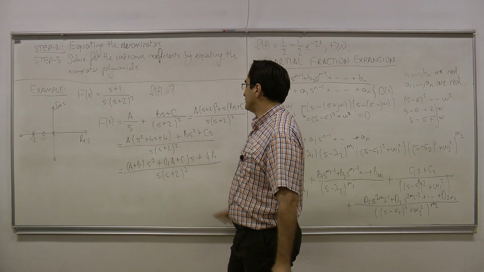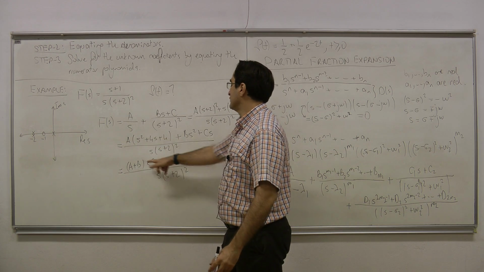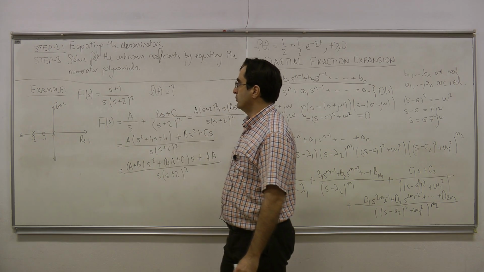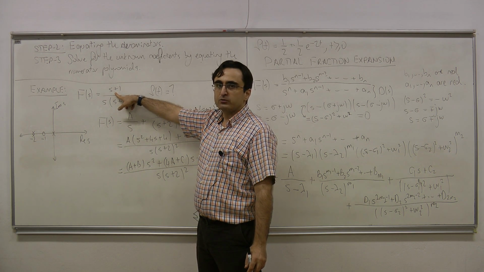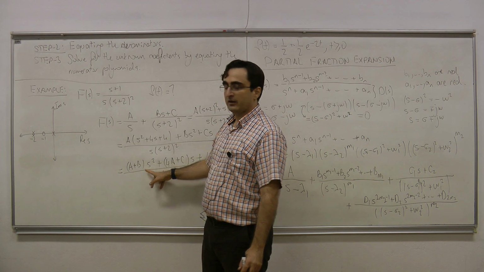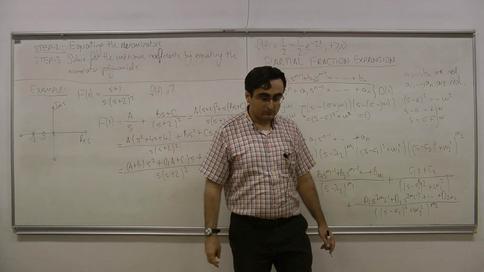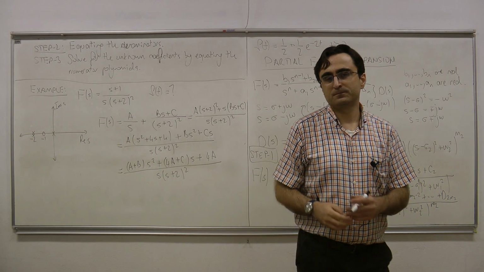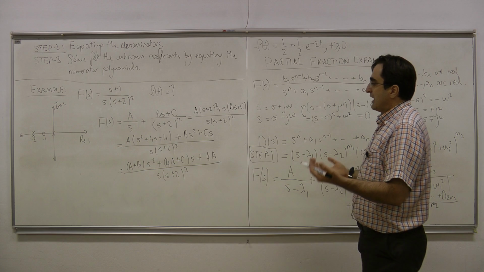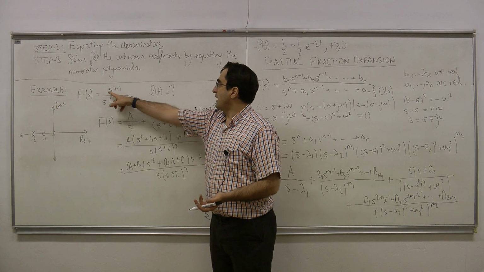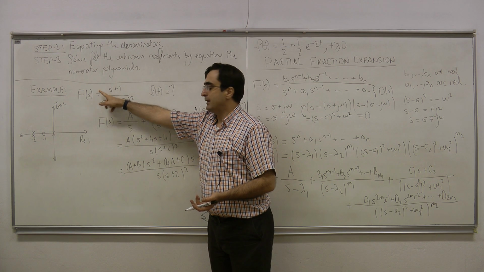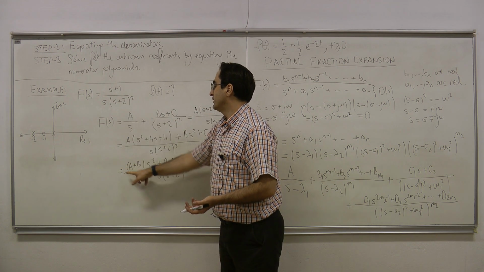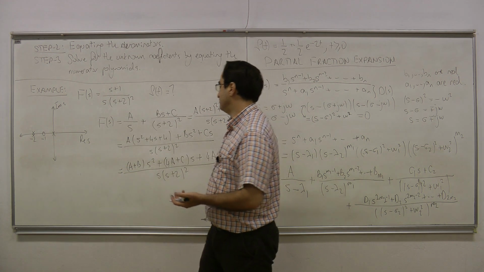Then what I have to do is just equate the coefficients of this polynomial to that polynomial. You see that this polynomial doesn't have any s squared term, but this one has an s squared term. What does that mean? That means that the coefficient of s squared here is 0. Okay? So the coefficient of s squared here should be 0 as well.